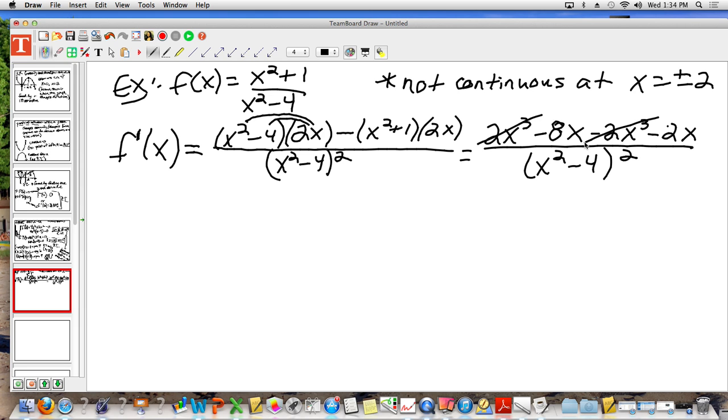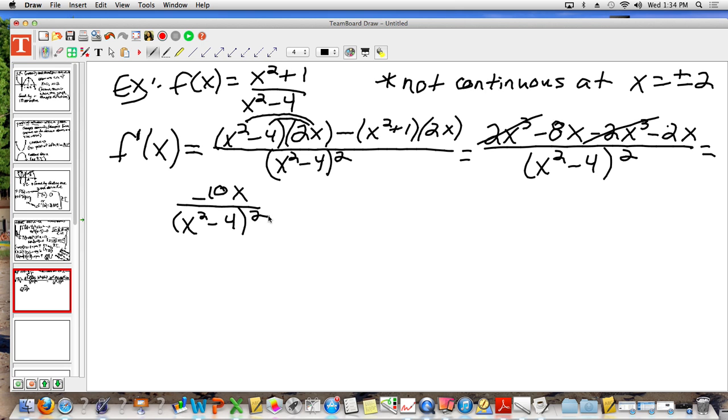The 2x cubes very conveniently cancel each other out, which is nice. So when I clean this up, I have negative 10x, right? All over x squared minus 4 quantity squared.